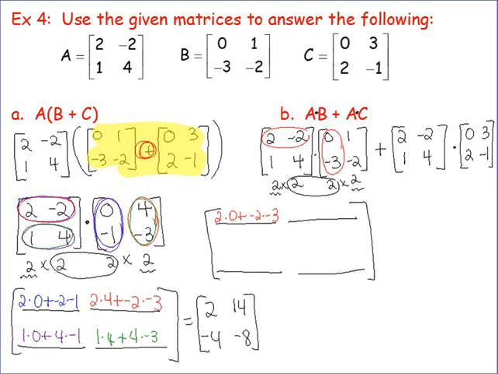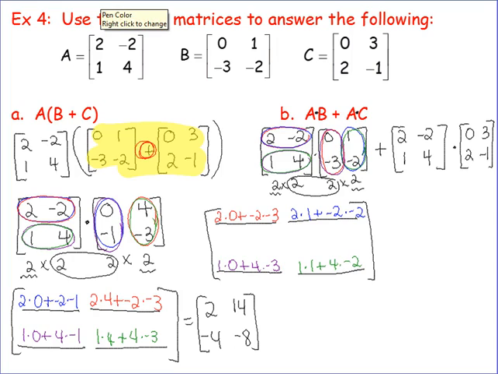New color. Top right, 2 times 1 plus negative 2 times negative 2. New color. Bottom left, 1 times 0, plus 4 times negative 3. And the last color here, bottom right, 1 times 1, plus 4 times negative 2.